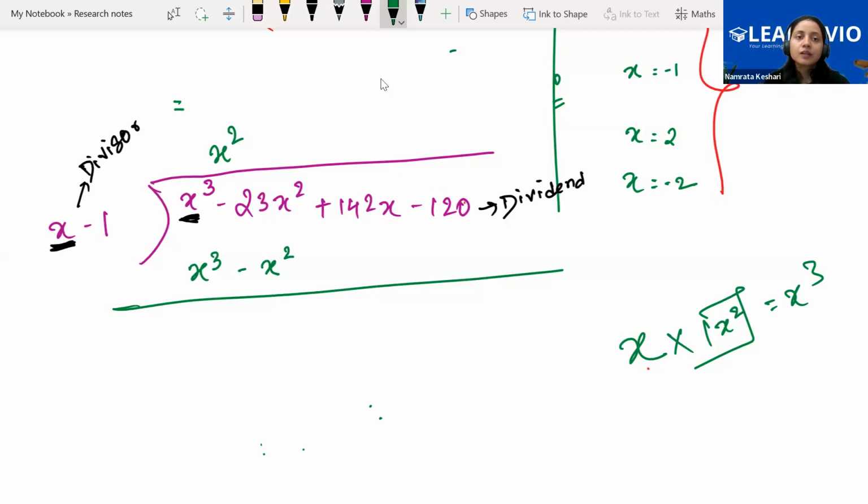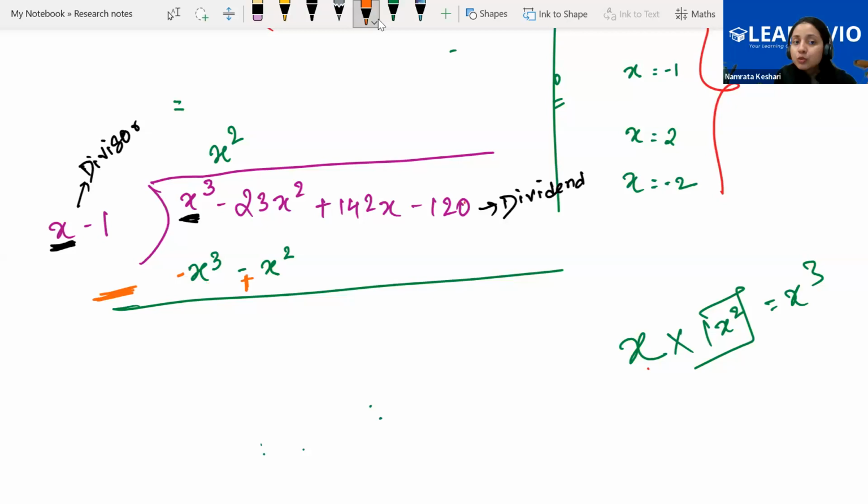No, ma'am. Now we will be doing the subtraction. The way we do subtraction in normal division, here also we will do the subtraction. Due to this subtraction, each and every sign will reverse. So this x cube which is positive will become negative x cube, and this x square which is negative will become positive x square.